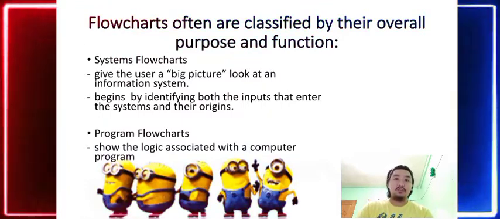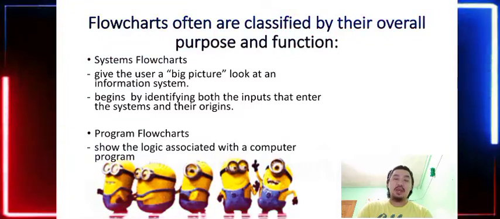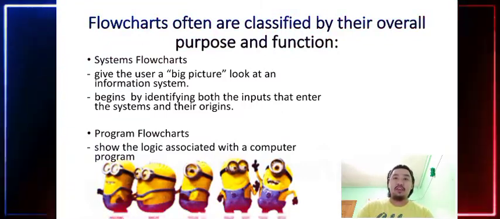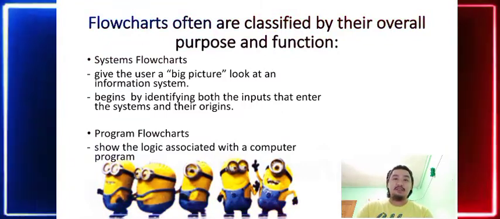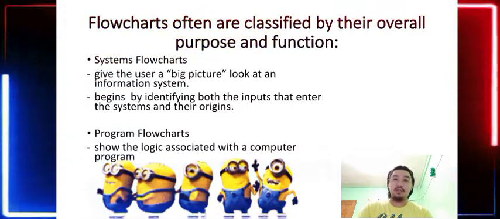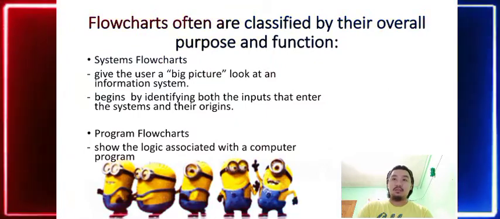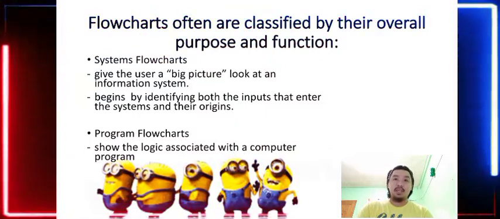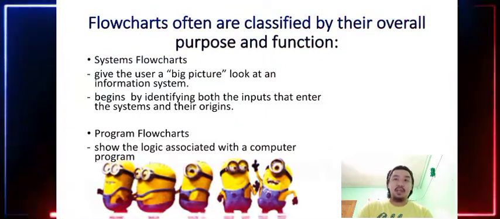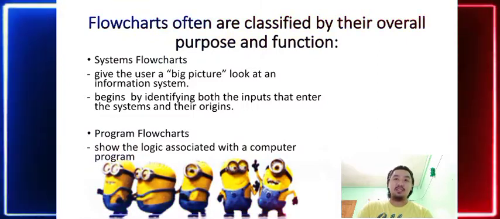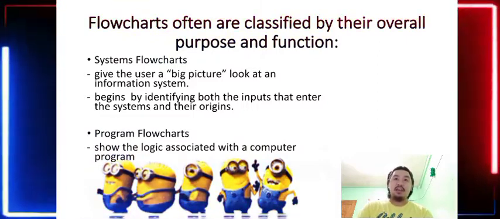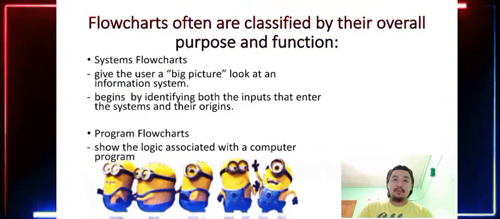So there are 4 types of flowcharts, and each type has its own purpose and function. First, the system flowcharts. They give the user a big picture look at an information system. These are ways of displaying how data flows in a system and how decisions are made to control events.